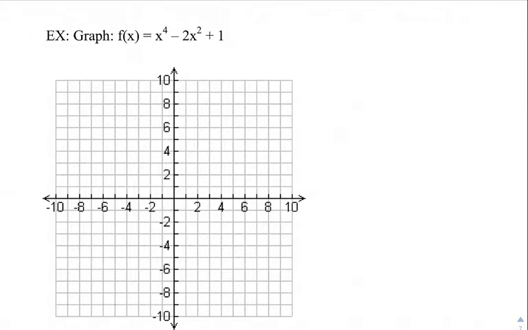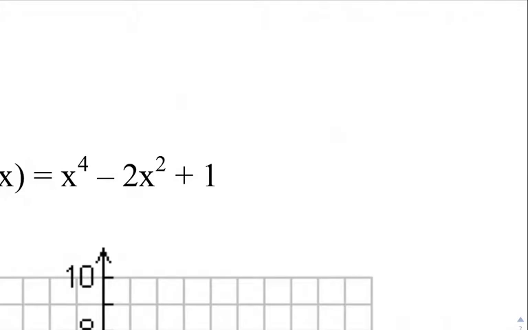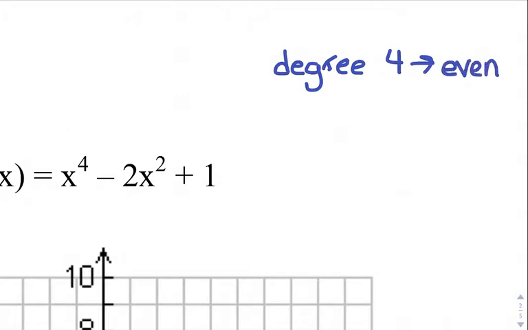So let's start with our leading coefficient test. My leading degree is 4. Well, 4 is an even number, so I know it's even. Now my leading coefficient is 1, which means it's positive. So if I'm thinking about end behavior, an even degree that's positive, I know it's going to go up towards the left, something happens in the middle, and then it goes up towards the right. So I have that down.